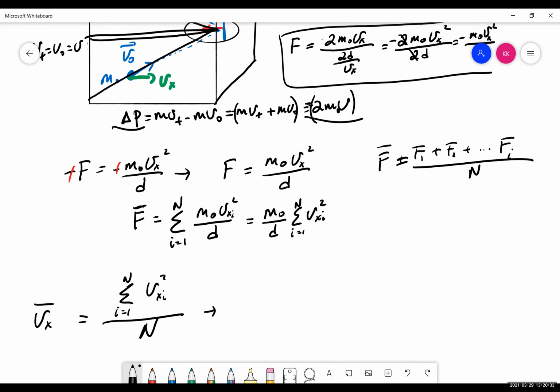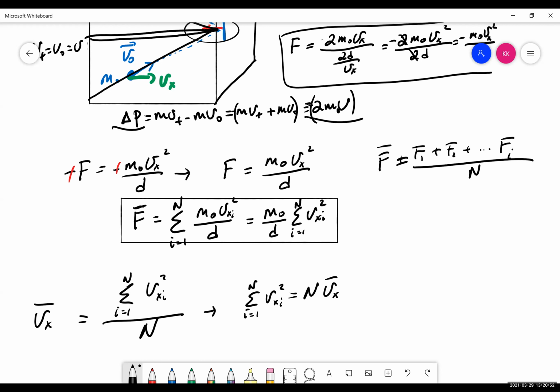If I rearrange this and cross multiply both sides by n, then the sum from i equals 1 to n of vxi squared is the same as n times the average vx squared. They are equivalent, okay? So when I go to my equation for the force, I'm going to replace this term with that.